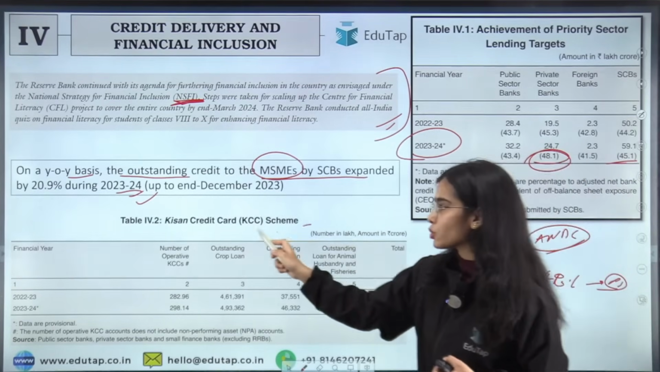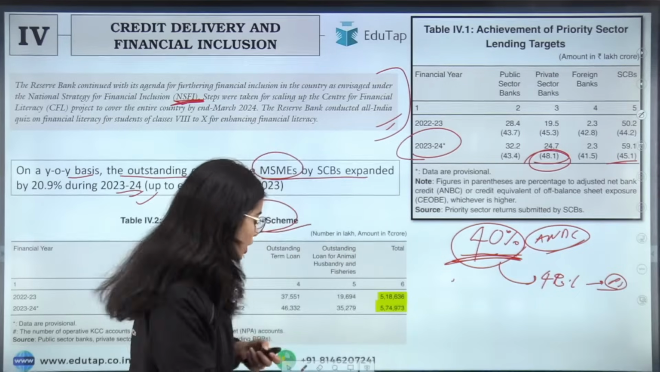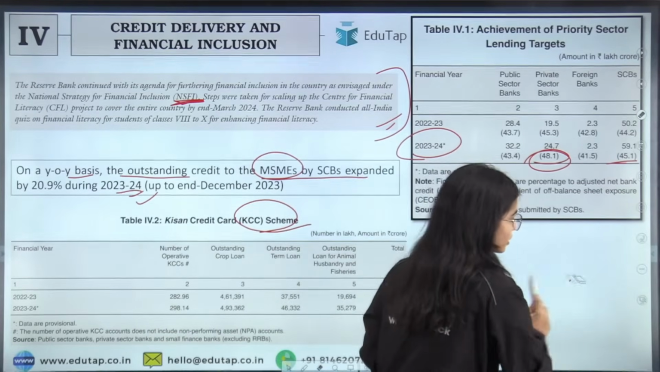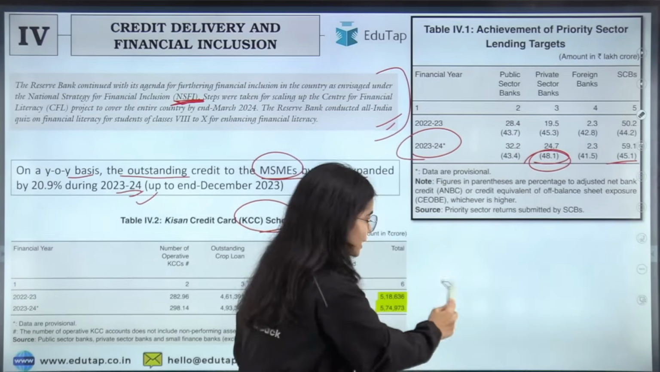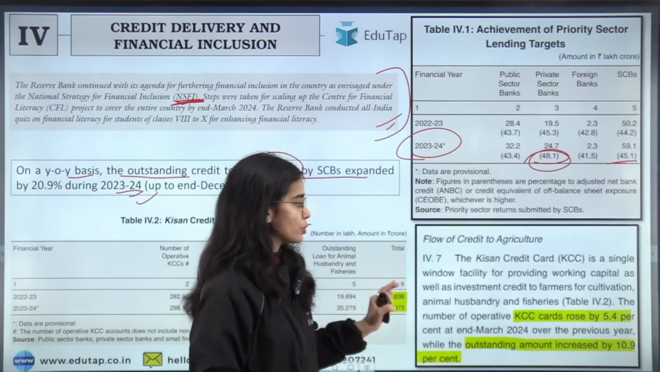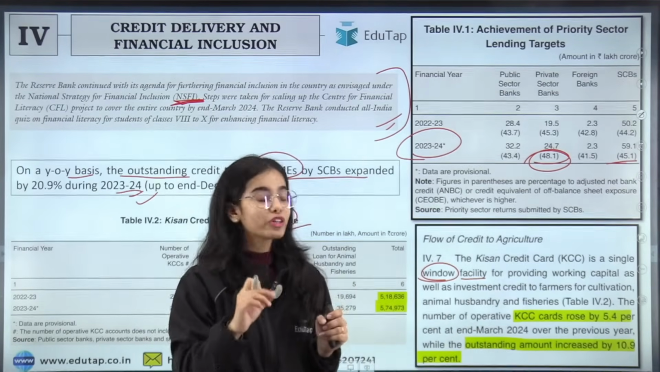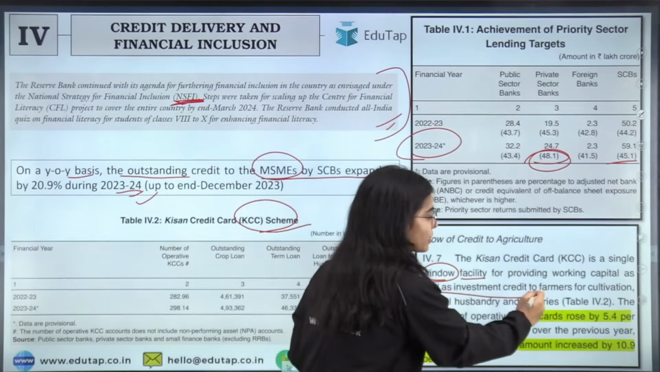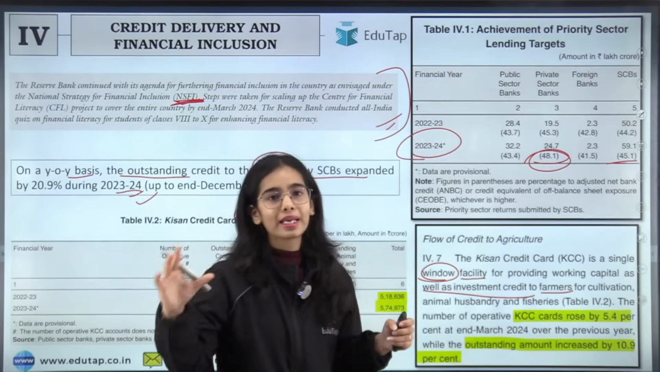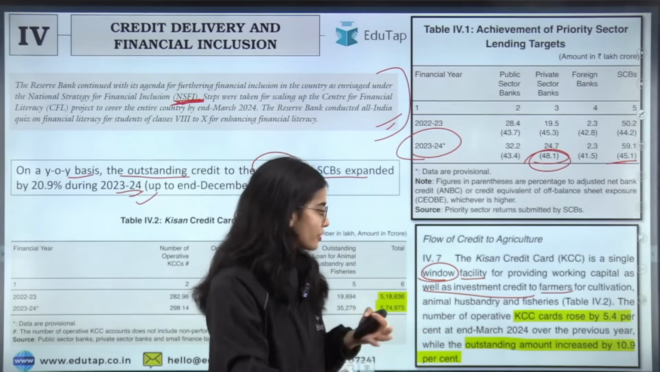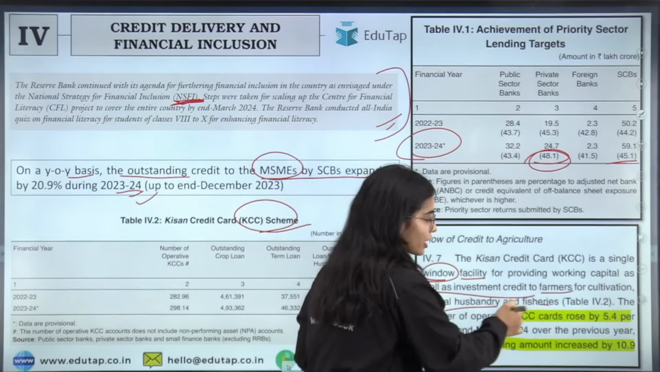Next is KCC. So KCC scheme data was also released. KCC is the Kisan Credit Card. Through that, the farmers can take easy loans. The Kisan Credit Card is a single window facility provided for the working capital as well as investment credit to the farmers, so that they can buy their tractors and the products they want for their farming activity, for cultivation, animal husbandry and fisheries.